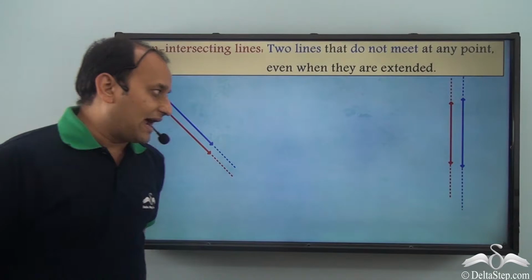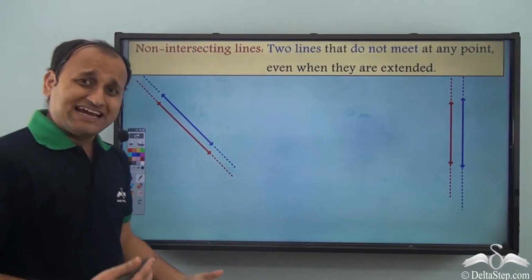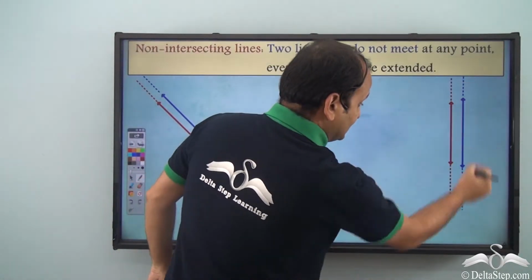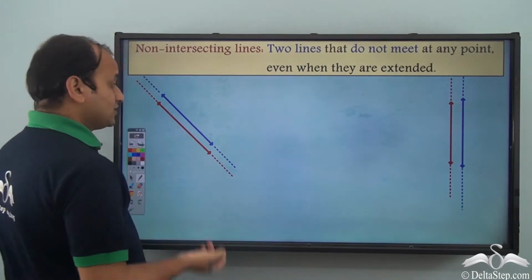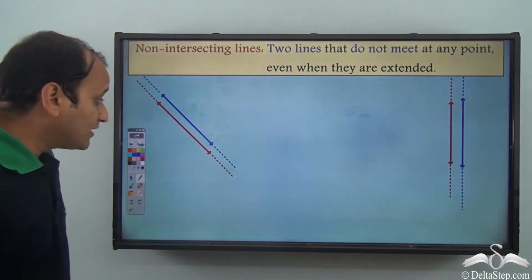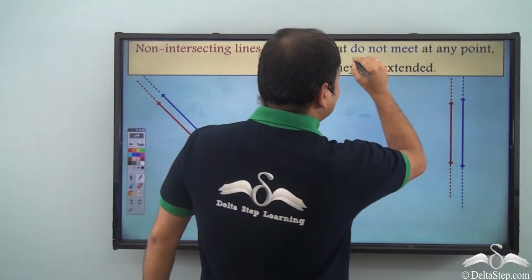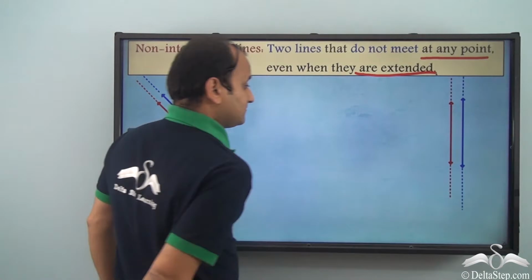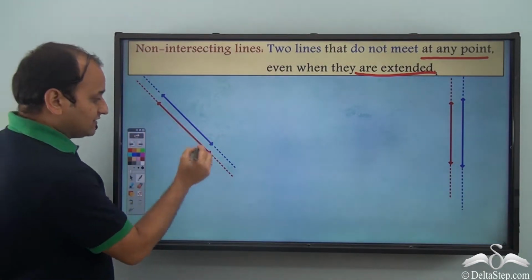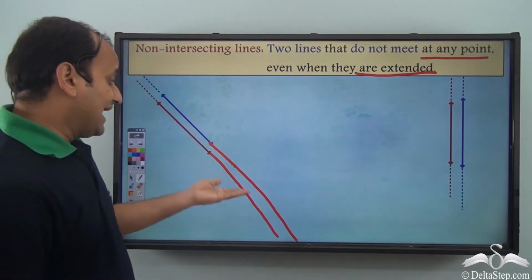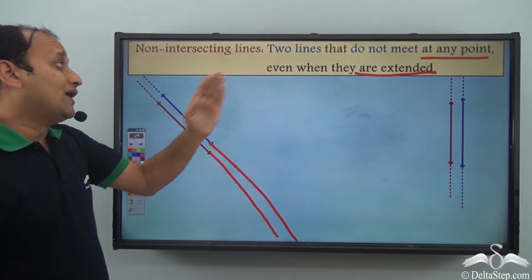Now, apart from that, you saw two pairs which did not meet at all. So even after extending, these two pairs do not meet. So what are these? Well, these are non-intersecting lines. Now, what are non-intersecting lines? Well, two lines that do not meet at any point, even when they are extended. So in this case, as you can see, they are just running along each other. However much you extend them, they will never meet. And this is an important property of non-intersecting lines.